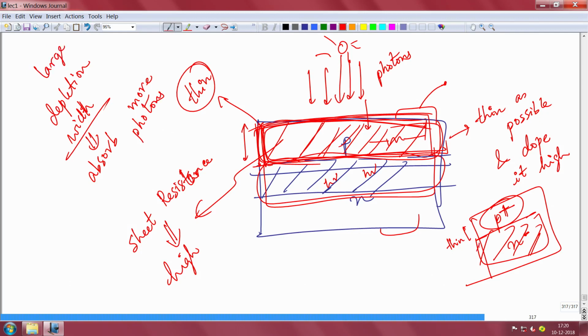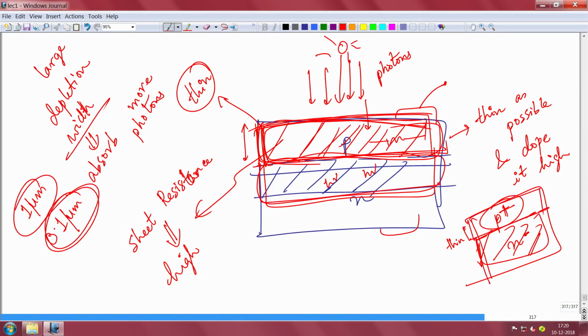Suppose your depletion width is 1 micron in a PN junction, and another PN junction has a depletion width of 0.1 micron. Of course, there will be more photons absorbed in 1 micron than in 0.1 micron. That means you will be able to get more electricity out. So, you want the depletion to be large. So, you want N minus, lightly doped N, and a highly doped P plus. But you will see that there are many design considerations that will ensure that you cannot dope this N very light, and you cannot dope this P very high also. There will be other problems that will come.